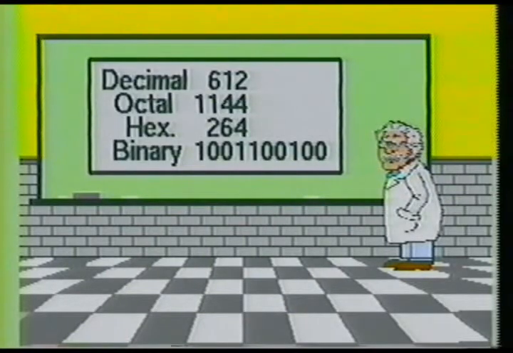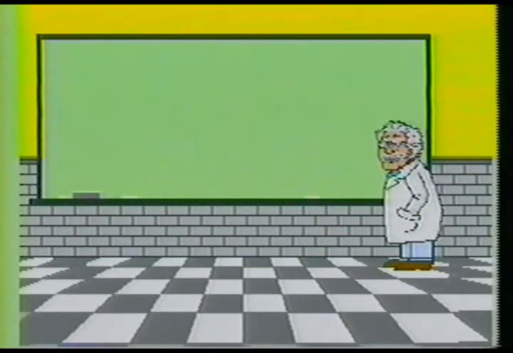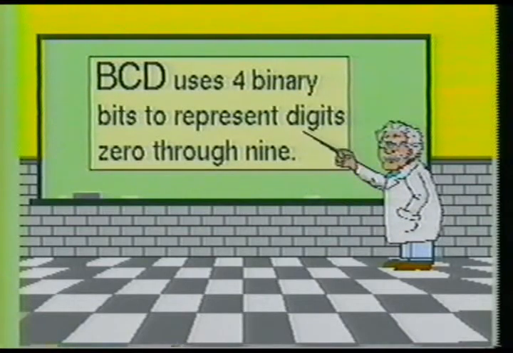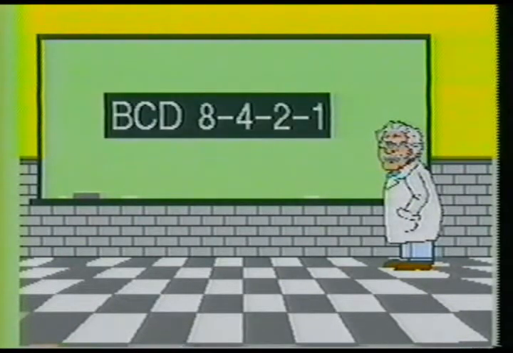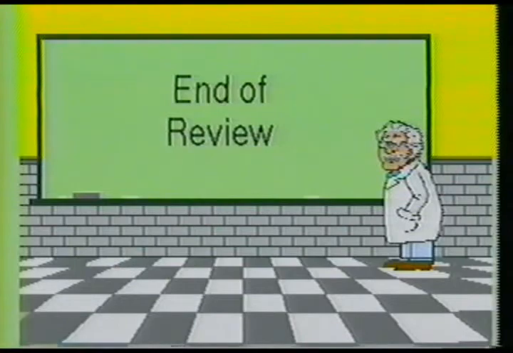All decimal numbers may be converted into BCD, binary, octal, or hexadecimal, or vice versa. Binary-coded decimal numbers use 4 binary bits to express decimal digits 0 through 9. Binary-coded characters for numerical values between 10 and 15 are not used. The most widely used BCD code is the 8421 BCD code. This concludes review number 1.